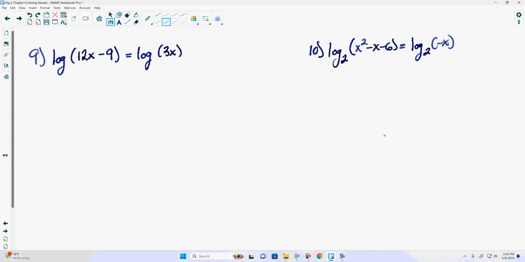Log of 12x minus 9 is equal to log of 3x. Since the logs are the same, what's inside has to be equal. 12x minus 9 is going to equal 3x.